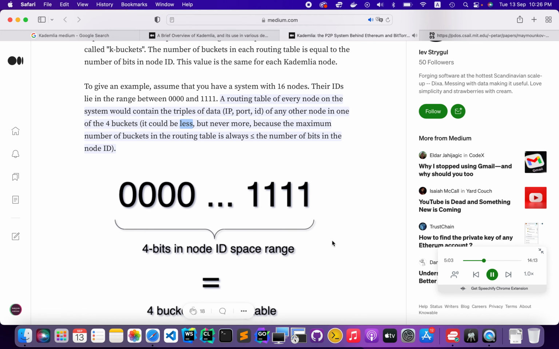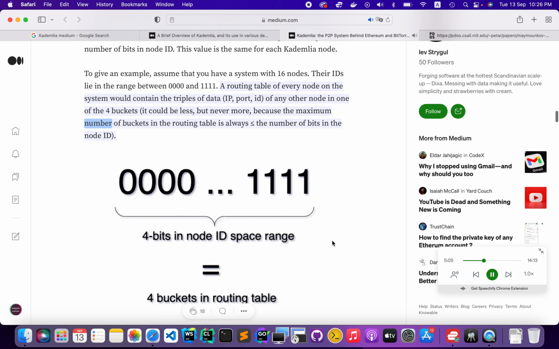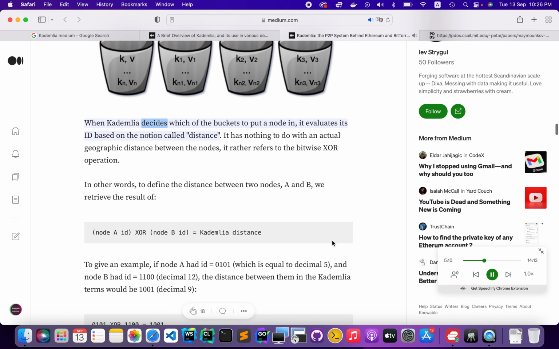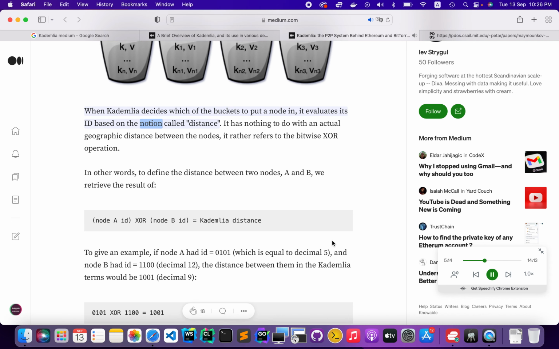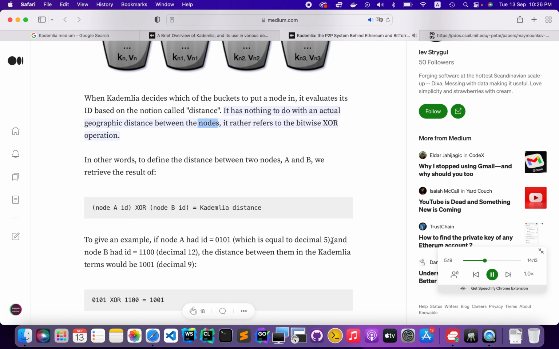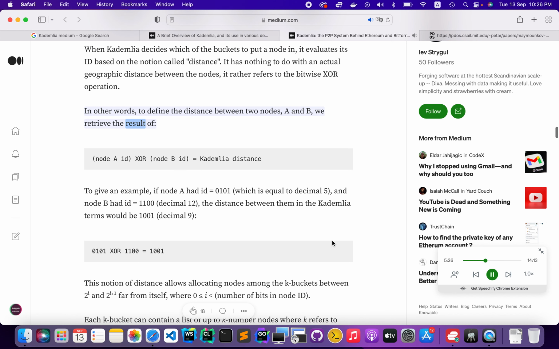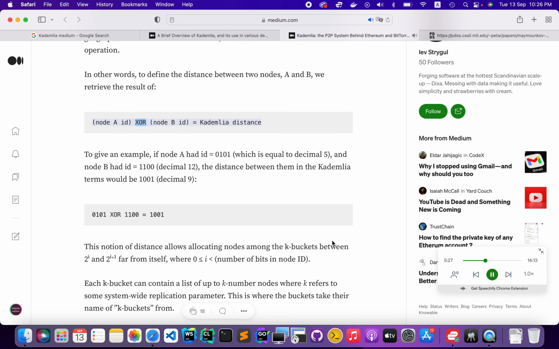It could be less, but never more, because the maximum number of buckets in the routing table is always less than or equal to the number of bits in the node ID. When Kademlia decides which of the buckets to put a node in, it evaluates its ID based on the notion called distance. It has nothing to do with an actual geographic distance between the nodes, it rather refers to the bitwise XOR operation. In other words, to define the distance between 2 nodes, A and B, we retrieve the result of node A ID XOR node B ID equals Kademlia distance.